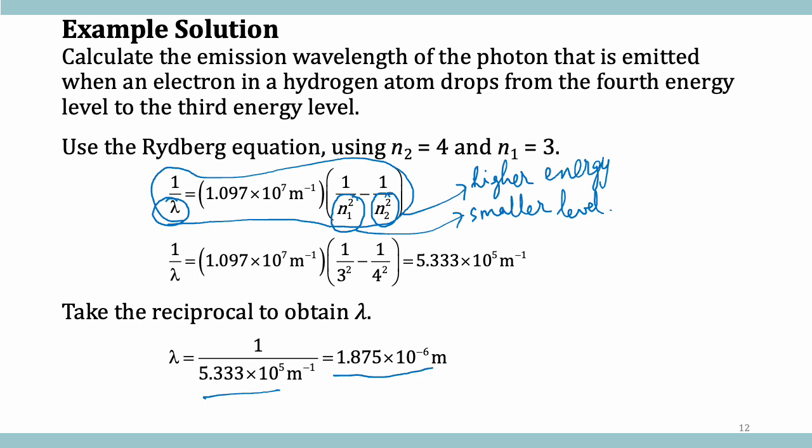That comes out to 1.875 times 10 raised to the minus 6 meters. If the question is asking for nanometers, you can convert this to nanometers. Otherwise, you can just leave it in meters. Similarly, we can ask you a question about energy. So in case of energy, you use the second formula that we saw at the bottom, and the same approach. n1 is going to be the smaller energy level, n2 is going to be the higher energy level.